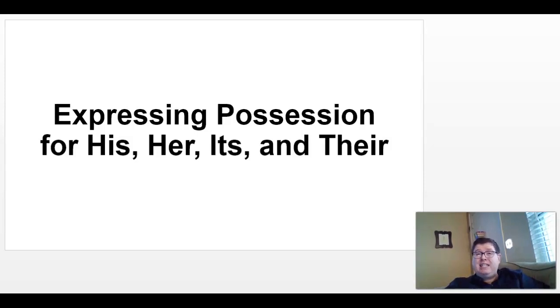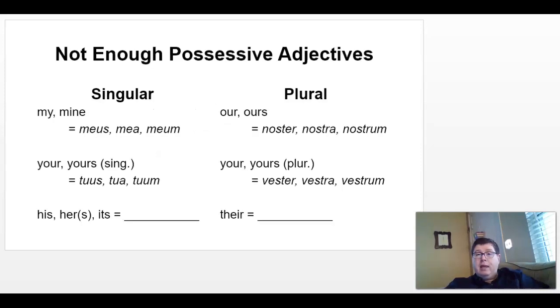Suus, sua, suum is not as easy to use as you might think, and it's not used as much as you might think. So I want to talk about the normal ways that in Latin you're going to express his, her, its, or their. Again, just showing you a chart of possessive adjectives. Of course, we have meus, mea, meum, which is my or mine, tuus, tua, tuum, your or yours. Ours is noster, nostra, nostrum, and yours in the sense of plural, vester, vestra, vestrum.